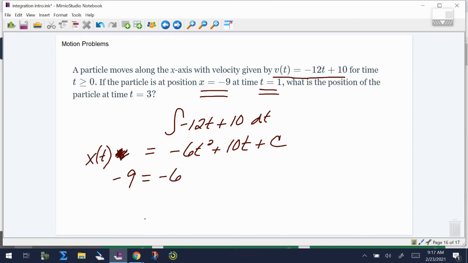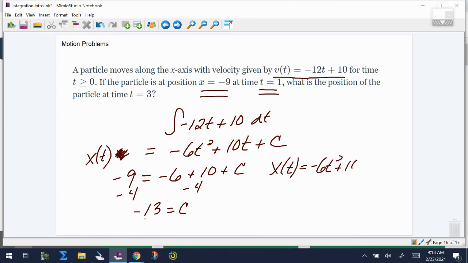So that's going to give me -6 plus 10 plus c. So you have to do a little arithmetic here. You end up getting 4, so we're going to subtract 4. So you get -13. But I want you to notice how we use this. So now we have this position function that is -6t squared plus 10t minus 13. That is a particular solution, meaning we have that exact c value. Now we answer the question, which is what happens when I put a 3 in for time.